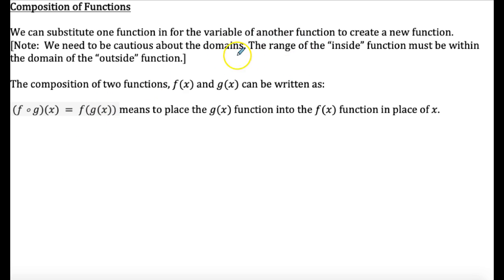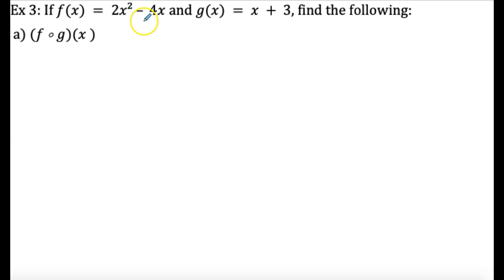Now, one thing to be cautious of, okay, is this idea right here, all right? We need to make sure that the range of the inside function must be within the domain of the outside function. Now that's not going to creep up too often. Okay, that's only going to creep up whenever we have domain and range restrictions. Right? Most of the time we don't have those. Okay, but we need to be careful of that. So let's take a look at what this actually looks like.